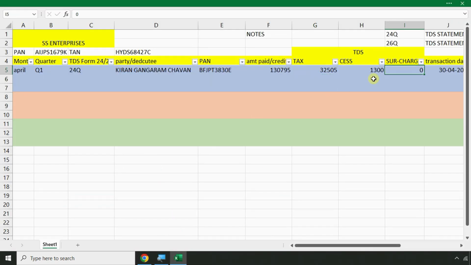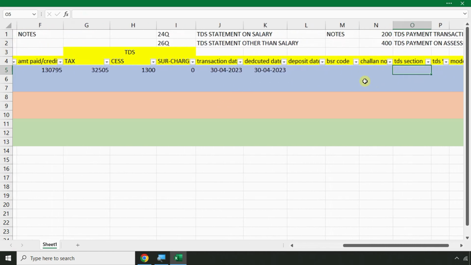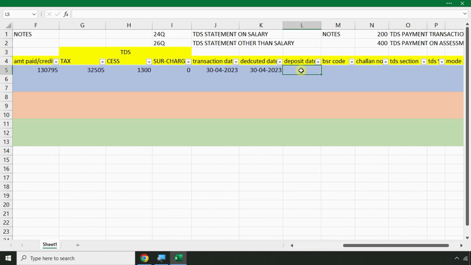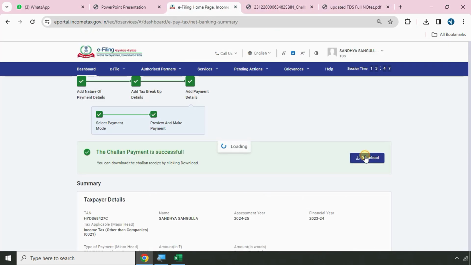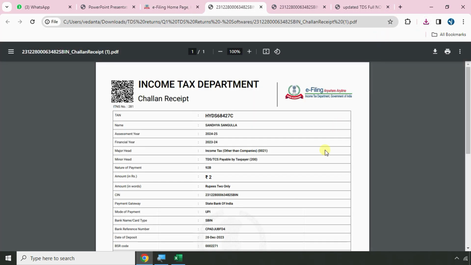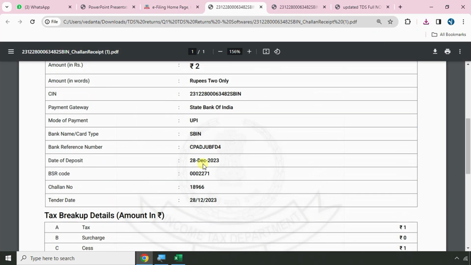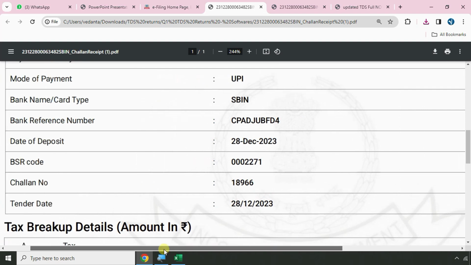Yeah, now the payment is done. We got challans. What is the date of deposit? What is the deadline to deposit? Whatever you deducted in April, by May 7th. So let's say I deposited to government on 1st May. After depositing, what is the BSR code I got in this challan? I downloaded the challan. Now the payment is done. Download the challan, and immediately you need to note down the challan numbers.